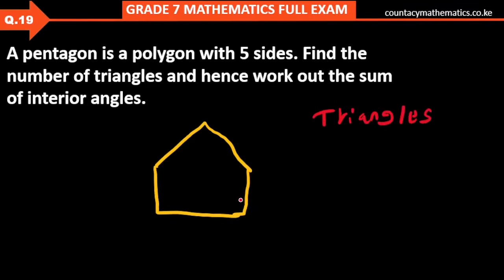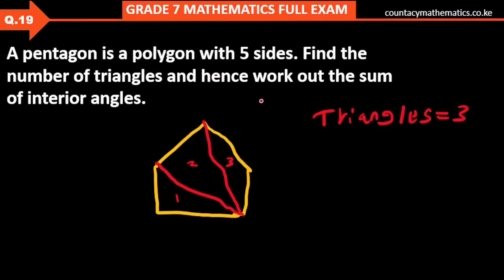So you see, if we divide this one, let's pick any point. We can pick this point over here, and then we extend a line like that, and then we extend another line like that. So you realize that the number of triangles that we get is this one, the first one, second one, and third one, like that. So the number of triangles is 3.